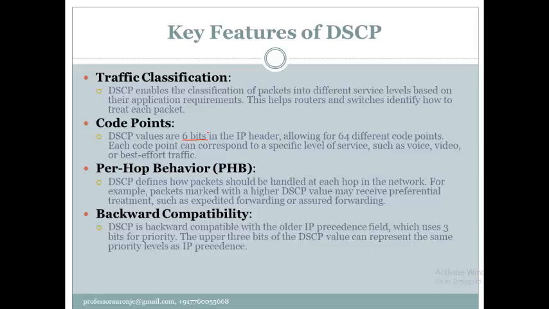Now, DSCP defines how packets should be handled at each hop in the network. For example, a packet that is marked with a high DSCP value may receive preferential treatment such as expedited forwarding. What is expedited forwarding? You know, express visa? Like that. If you pay some additional amount to some countries like Oman, you get an express visa, the visa that is processed very fast. High treatment. Expedited forwarding. Assured forwarding is also another type of forwarding, but comparatively, expedited forwarding is faster. High prioritized.